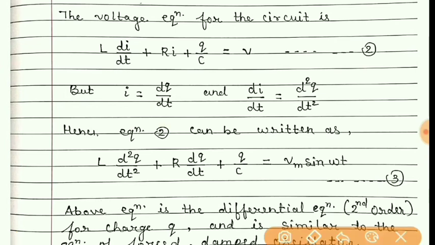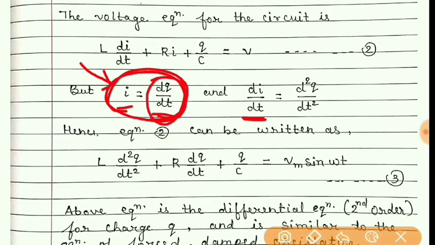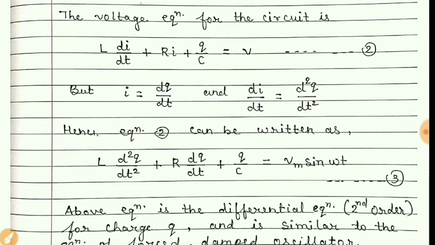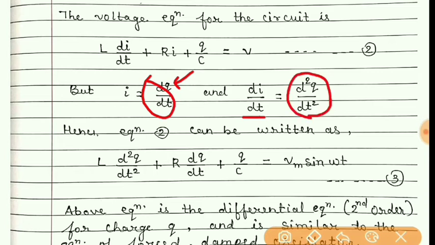Now students, we know that current I is dq by dt, and so if we differentiate this equation with respect to time once again, on the left side we get di by dt. On the right side it will be d square q upon dt square. You can see there was already q in differentiated form, but when we differentiated once again with respect to time, the second order differentiation of charge is obtained.